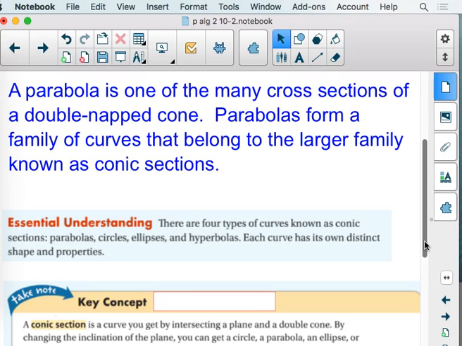And when we talk about cross sections, you have to remember from geometry that means that if you were to cut that double napped cone and pull off the pieces, what would the pieces look like? What would the two-dimensional piece look like? So our essential understanding is there are 4 types of curves known as conic sections: parabolas, circles, ellipses, and hyperbolas. Each curve has its own distinct shape and properties.